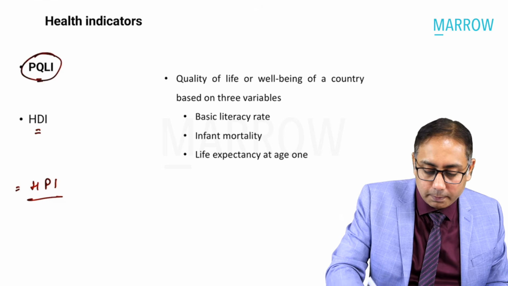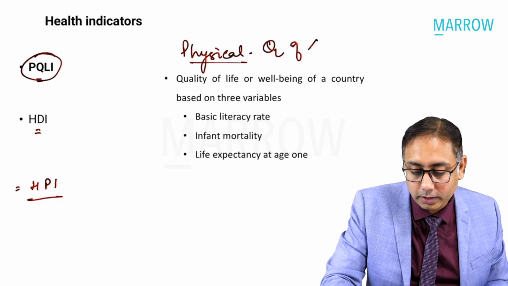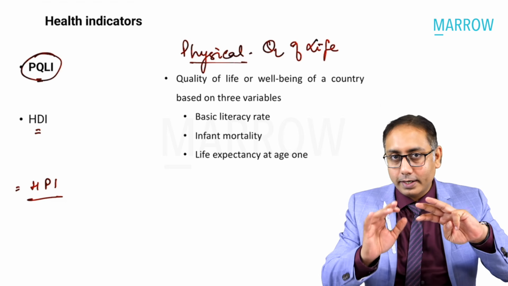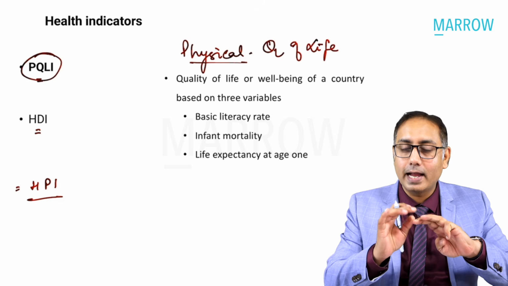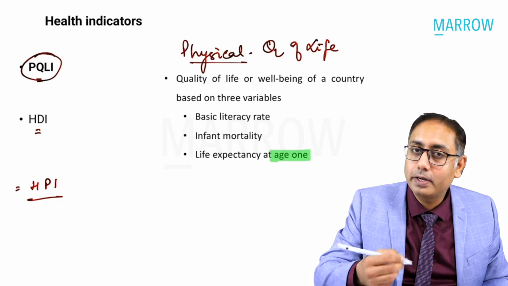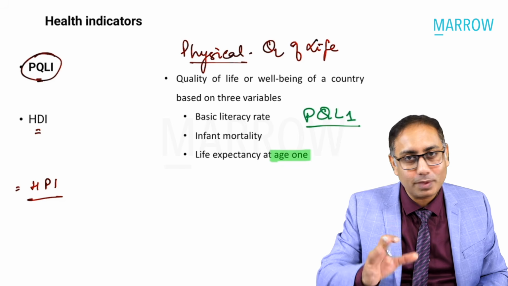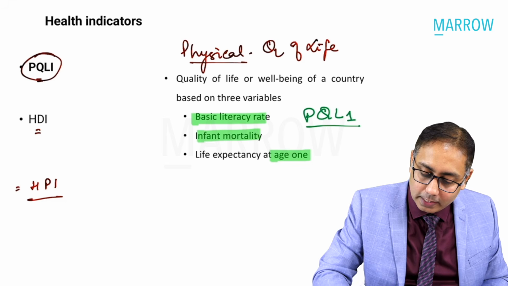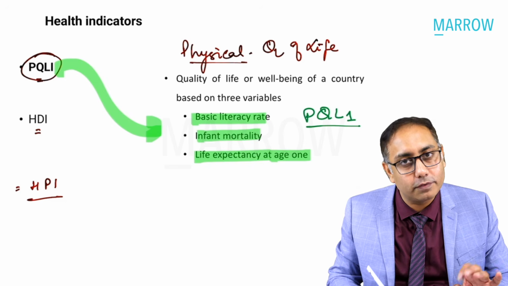So what is PQLI? PQLI stands for the Physical Quality of Life Index. It has three broad indicators. It talks about the literacy rate, the infant mortality rate, and the life expectancy at age 1 year. So how did I remember age 1 year? You remember it is PQLI. LI stands for L1. I just remembered it that way. So there are three indicators: basic literacy rate, the infant mortality rate, and the life expectancy at 1 year. These are the indicators in the PQLI, Physical Quality of Life Index.